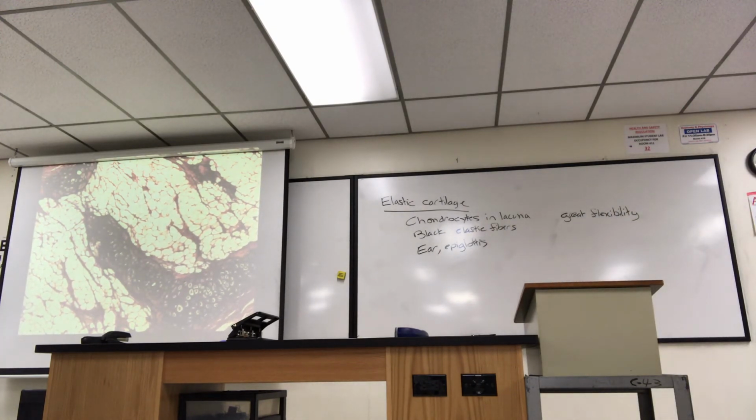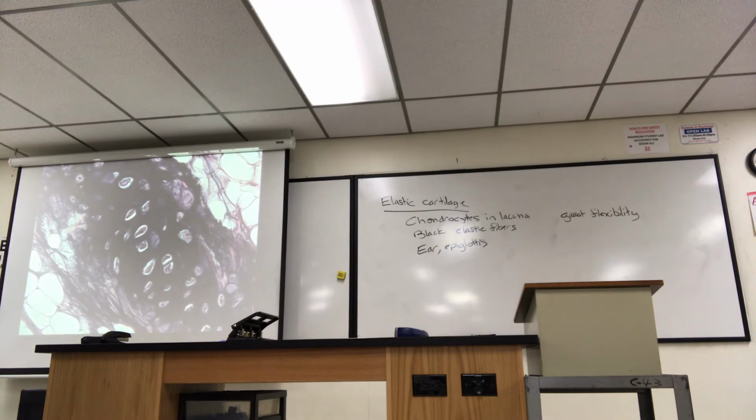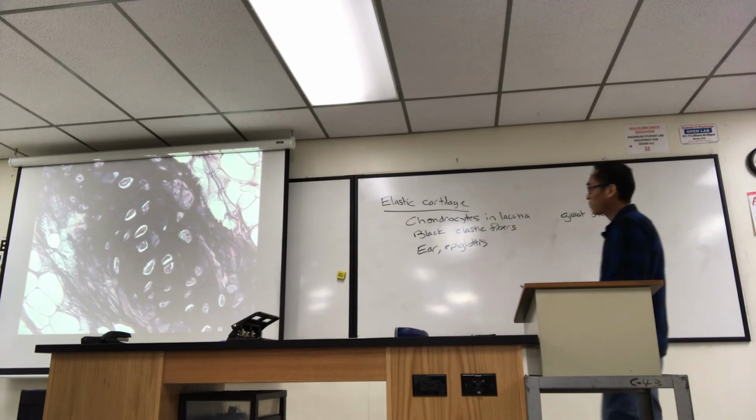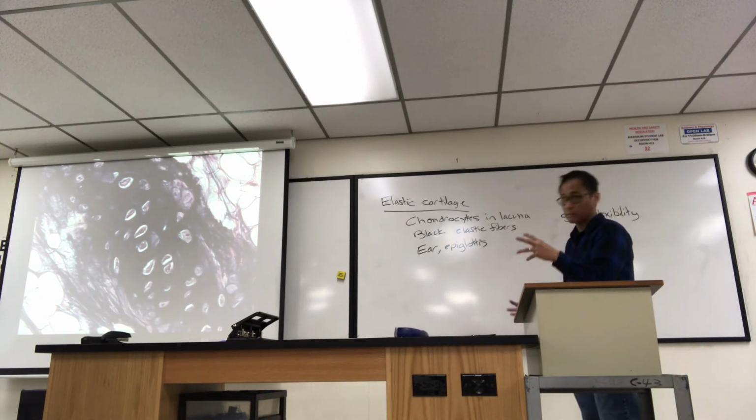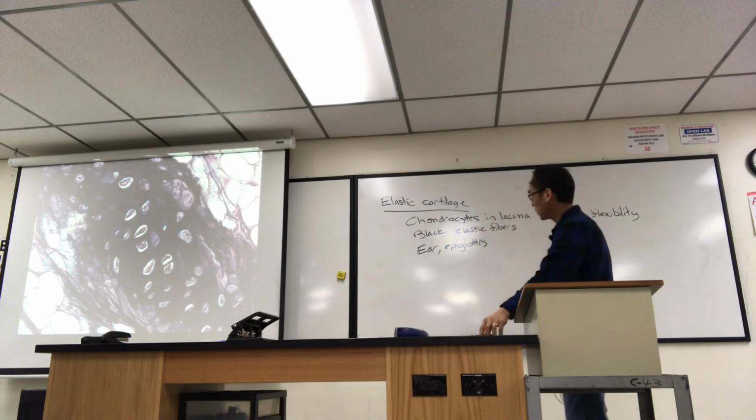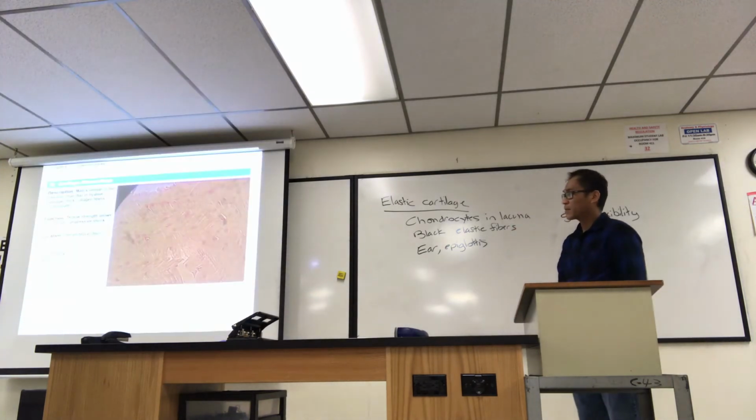At 400x it looks like this. See the chondrocyte and lacuna a little better, and just the dark black tissue is a dead giveaway for elastic cartilage. Again, not elastic tissue, elastic cartilage. Look for the chondrocyte and lacuna. Okay, I think that's from epiglottis.